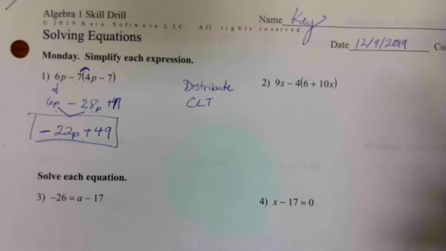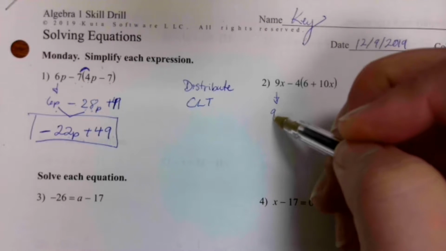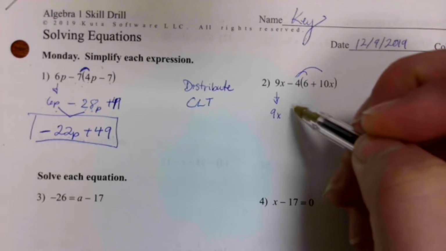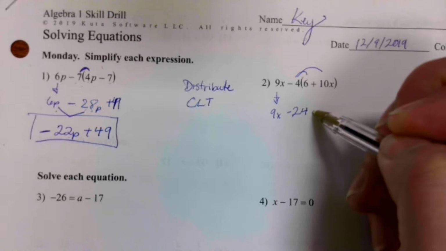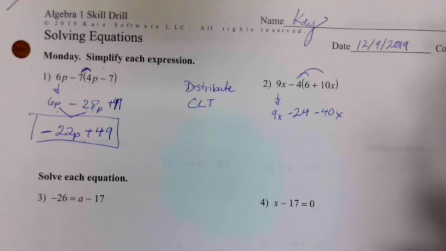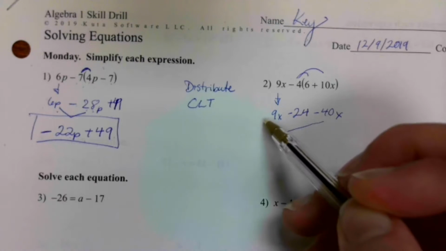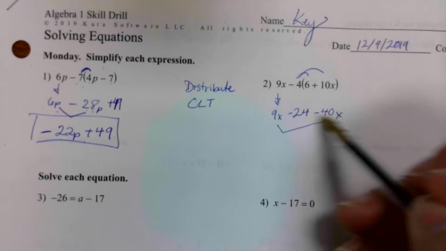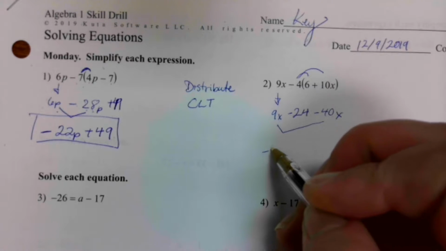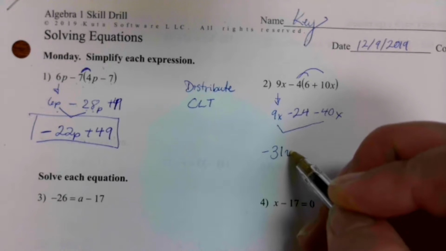I'm going to go ahead and distribute here. Again, the 9x comes down. Negative 24, negative 40x. The x's go together. Again, a negative and a positive. Sorry, positive and a negative. So I'm getting a negative 31.